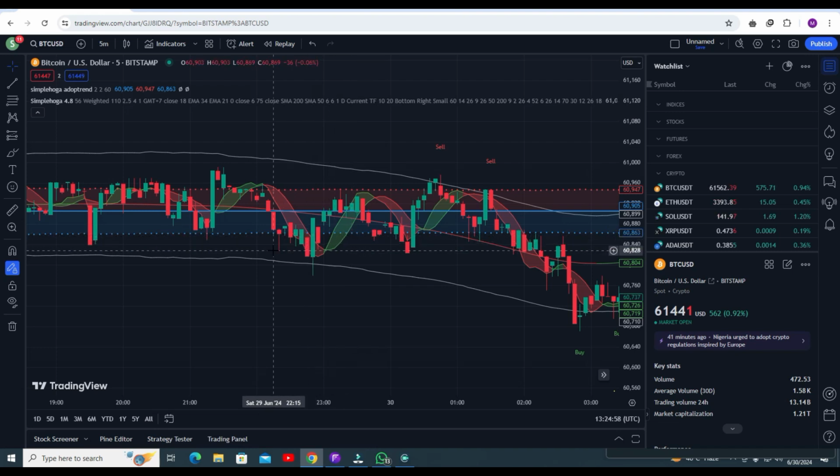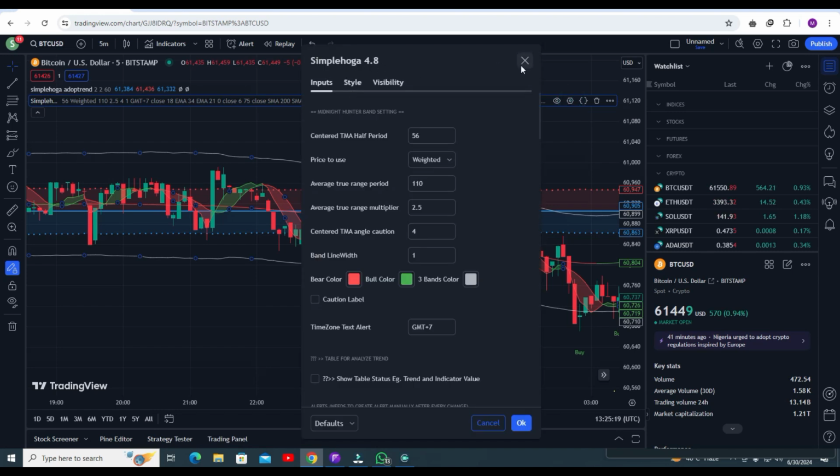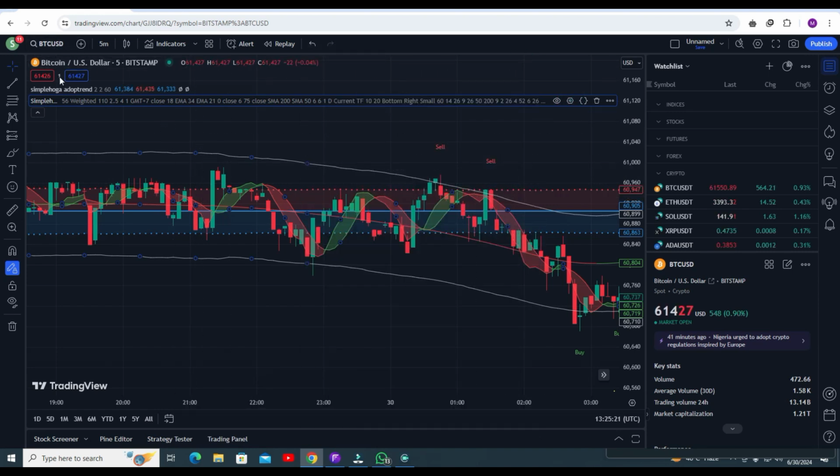I have to add two indicators, and at the end of the video I will tell you how you can get this indicator and how you can add this indicator in your TradingView chart. These two indicators: the first one is Simple Hoga Top Trend, and the second one is Simple Hoga 4.8. This indicator is not available on TradingView, so how you can get this indicator I will show you at the end of the video. After adding those two indicators, your indicator settings will also be mentioned at the end of the video.